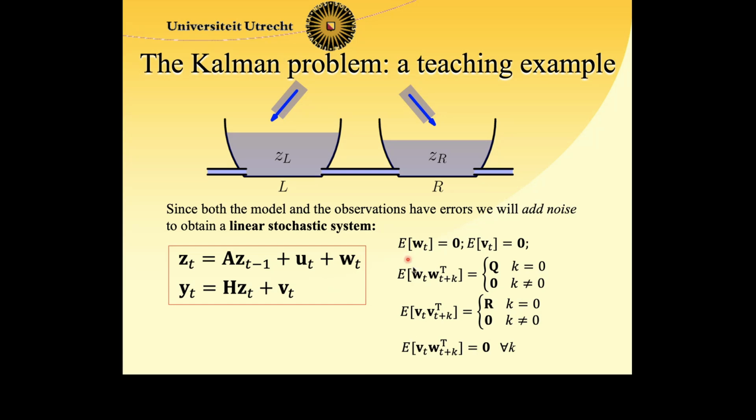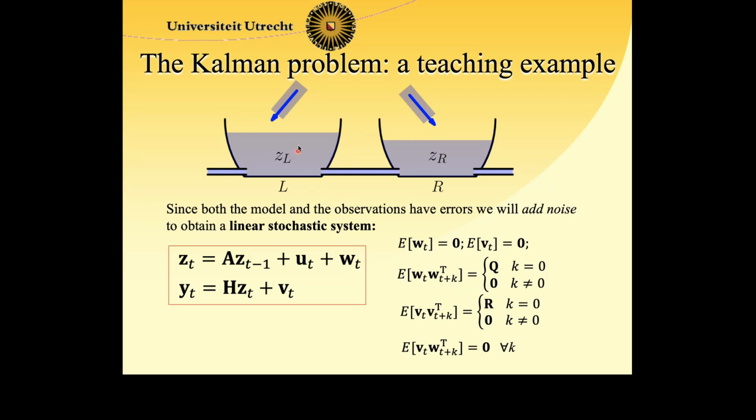Now we have to assume that these are unbiased models and observations, so the expected value of the model noise is 0, the expected value of the measurement noise is 0, the model noise is independent in time, the measurement noise is independent in time, and the measurement noise and the model noise are not correlated, not dependent as well. What you can see is that the expected value of W_t plus k, for k is not equal to 0, is 0, even though it's not correlated in time.